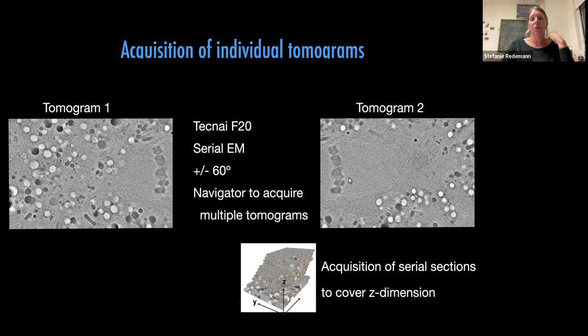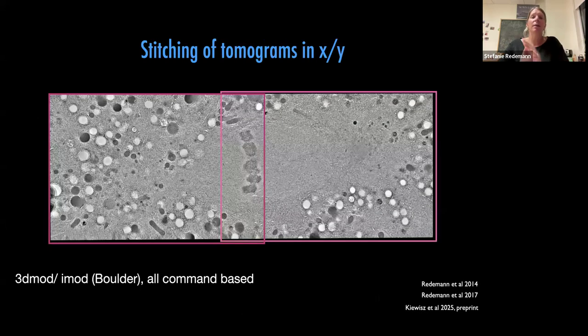Okay, so once we have acquired these 2 individual tomograms, we can use IMOD or 3dmod from Boulder to stitch those in X and Y based on this little overlap area that you see here, right? And so this now gives us one section in X and Y that contains the entire spindle material.